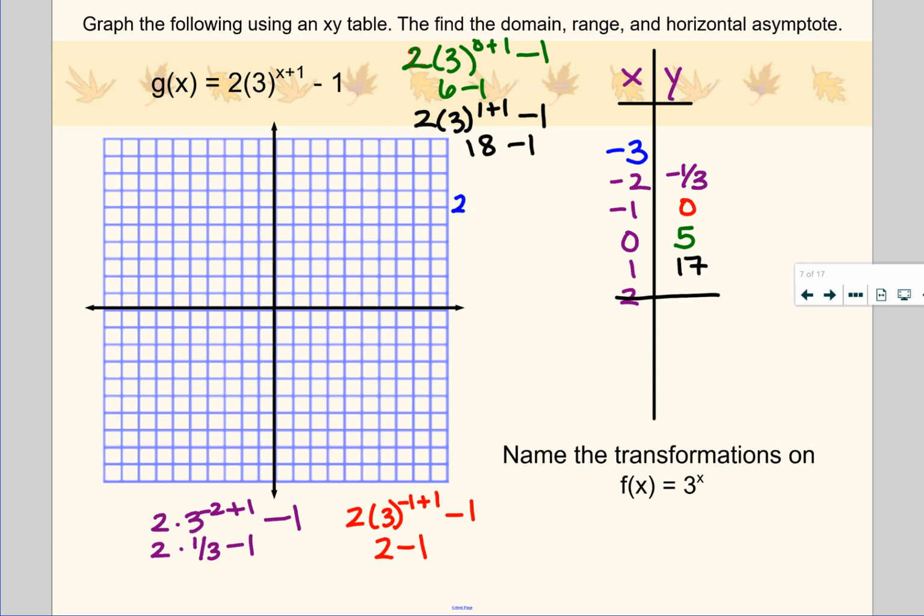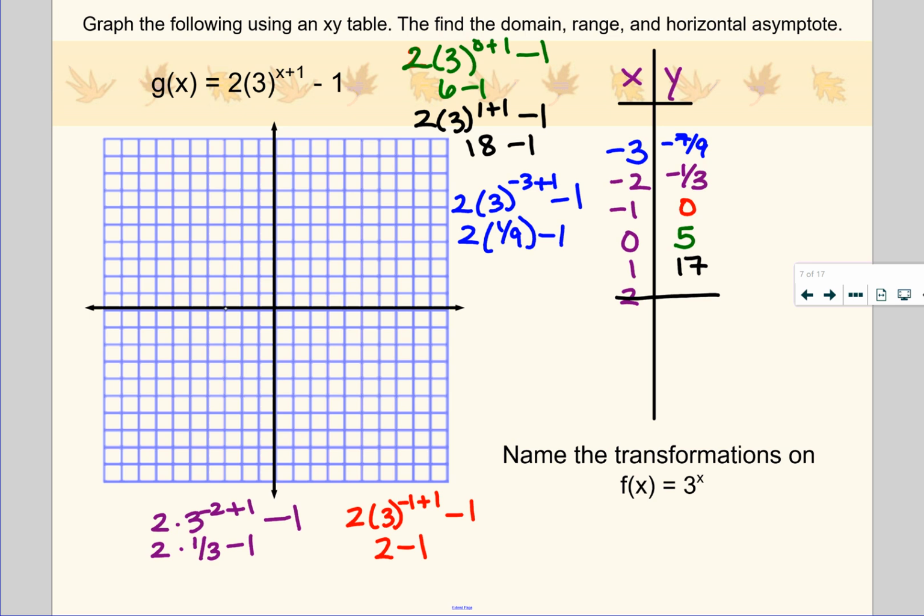So let's see, 2 times 3 to the -3 plus 1 power minus 1. So that would be 3 to the -2nd, which is 1/9. 2 times 1/9 is 2/9, minus 1 gives me -7/9. And you can see these numbers are getting smaller and smaller. They're getting closer to -1. If you're not sure, though, you could plug in -4, -5, and make a larger table.